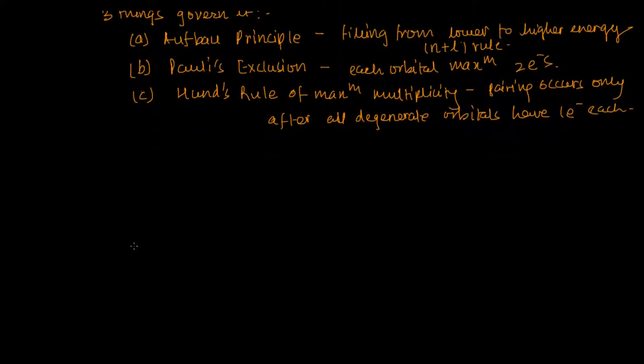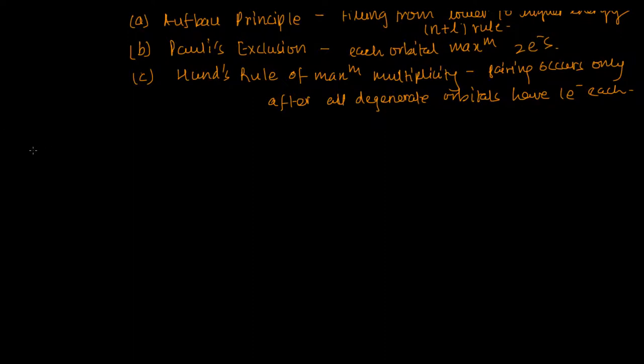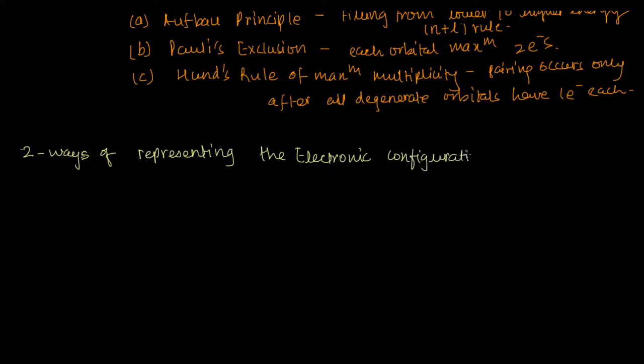Now there are two ways of representing the electronic configuration. The first one is the SPD notation. This is also pretty handy and is normally used, right?